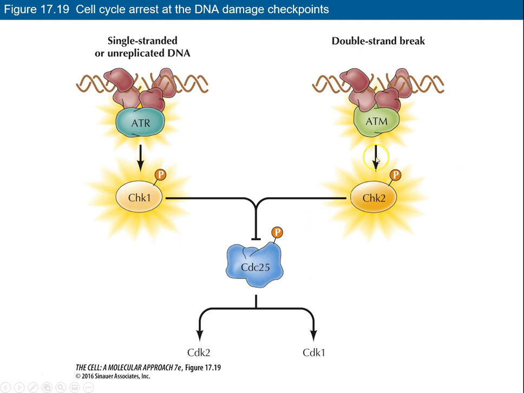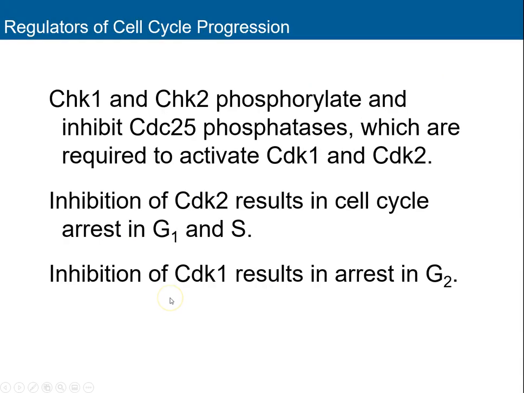These guys, once they become activated by ATR or ATM, they'll inhibit this process. And so again, if this can't occur, CDKs can't be active, and basically there's cell cycle arrest. So that says it here. Inhibition of CDK2 results in cell cycle arrest in G1 to S. Inhibition of CDK1 results in arrest in G2.